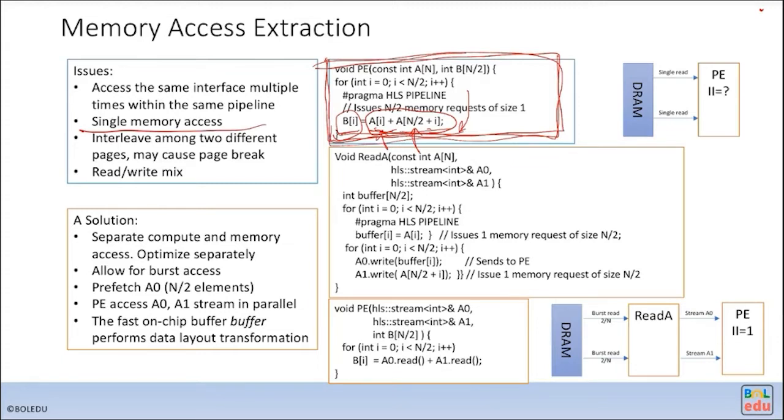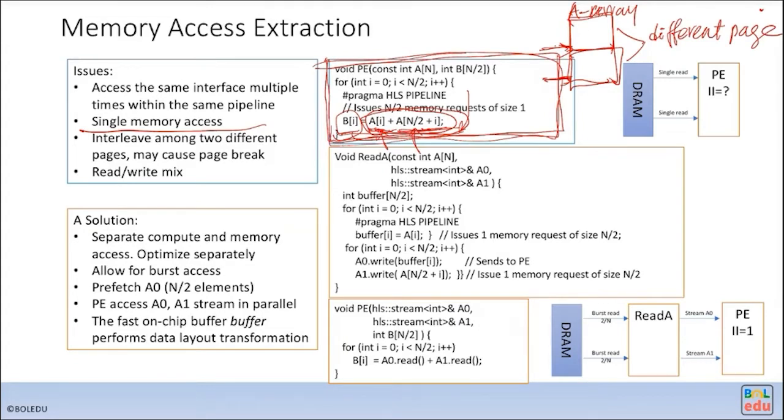And what's worse is this part. You access the A array from two different regions, the lower half and the upper half, and these two parts of the data may fall into different pages in the DRAM. So every time you access, you create an off-page access.